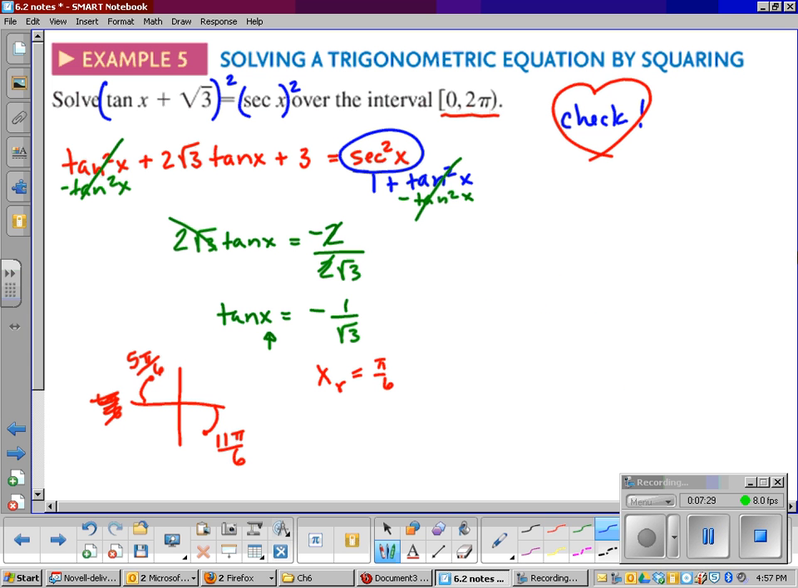It's too far away from the end of the circle to be in the second quadrant, so I'm eliminating that answer. Now you do need to show on your algebraic solution that you considered both of these and that you eliminated that one. So we just have as our final answer x equals 11 pi over 6.